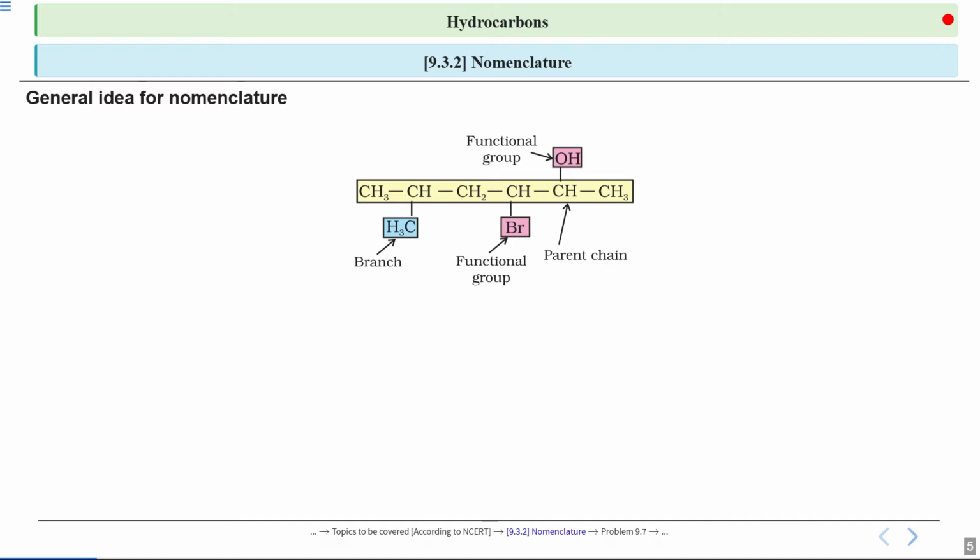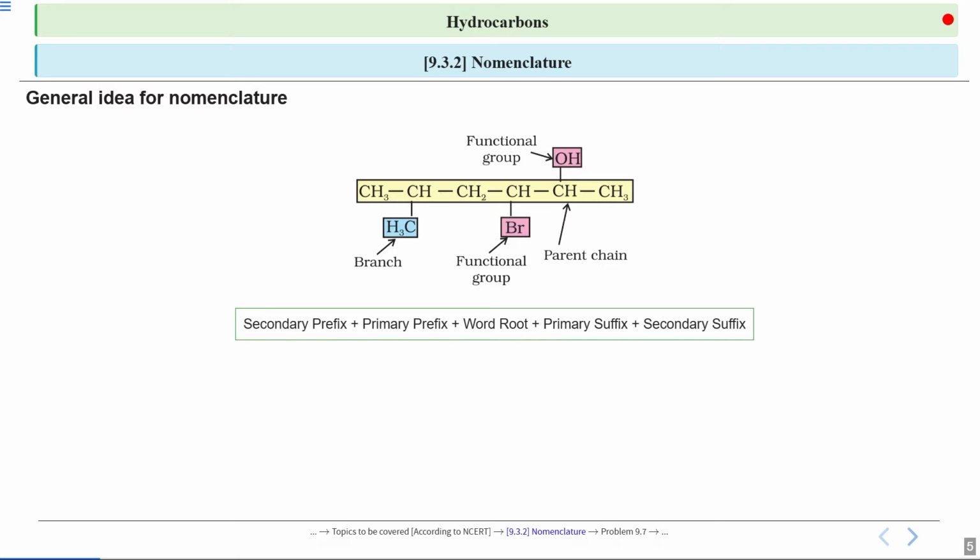Now we have seen this image, so this is a visual representation which will be used to name the parts of the nomenclature that we are going to see. Let us break down each part. So first of all, the structure for naming the hydrocarbon is in this way. So first we have secondary prefix, then we have primary prefix, word root, primary suffix, and then secondary suffix.